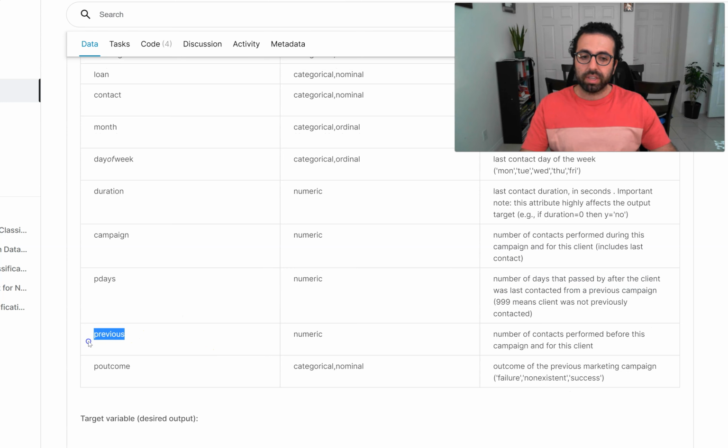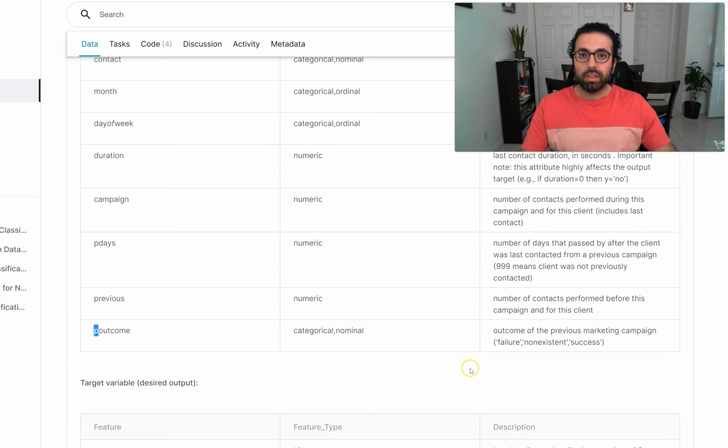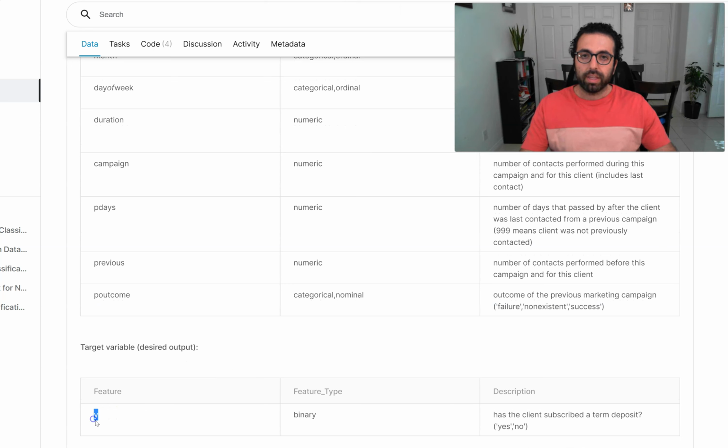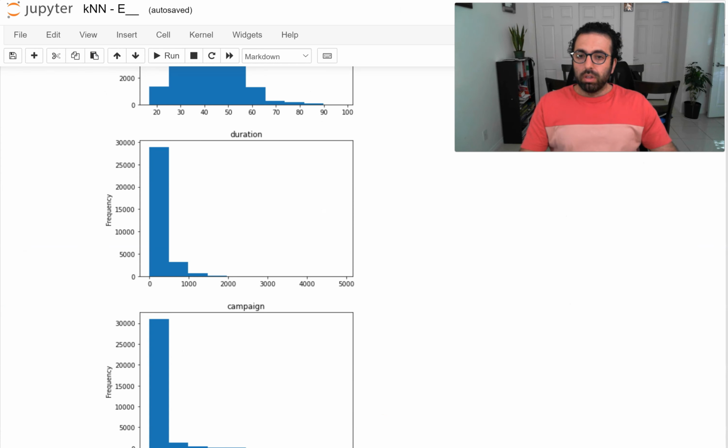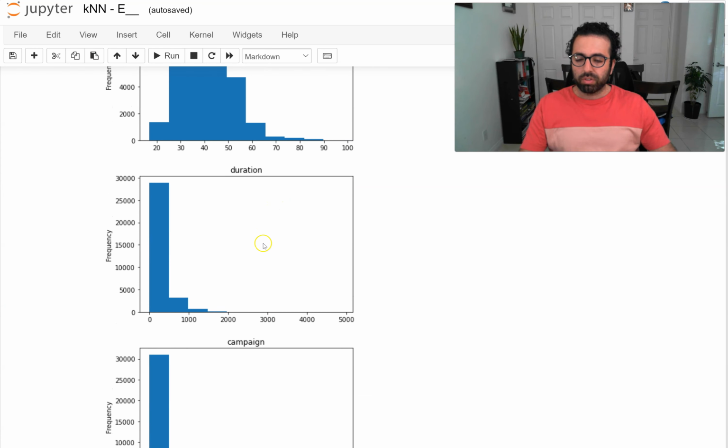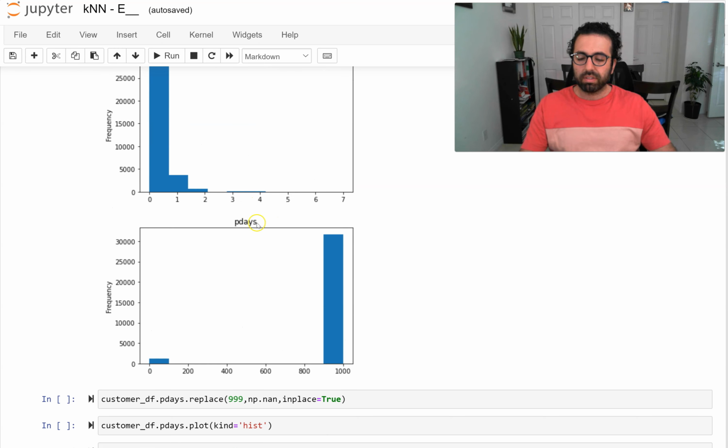And the previous is about the number of contacts performed before this campaign and for this client. And then poutcome, or previous outcome, is the outcome of the previous marketing campaign, right? So these are the numerical. This is not actually numerical. This is a categorical attribute that we saw in the other one. And the Y is the outcome of this campaign. So now we understand better what duration, campaign, previous, and pdays are, the number of days that have passed from our previous contact.